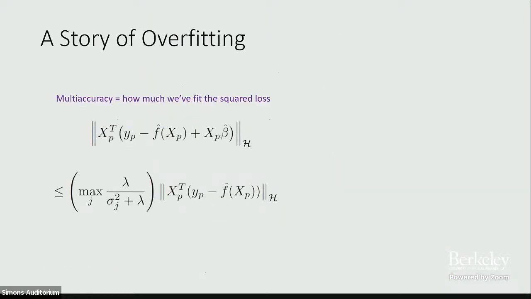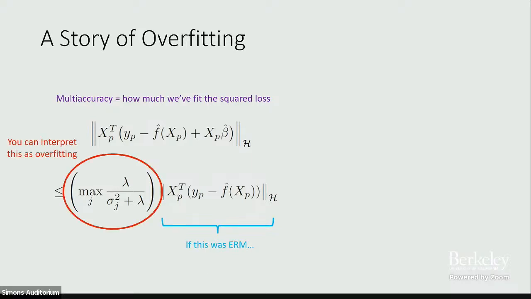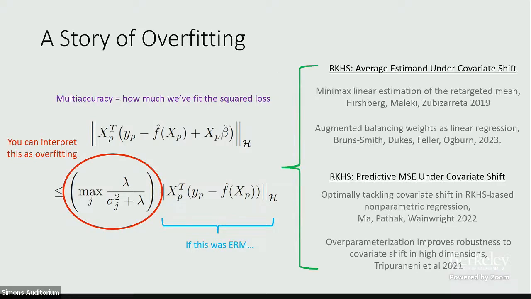So multi-accuracy in this Hilbert space setting is about how aggressively we fit the squared loss, and we have this story of overfitting, especially if you fit this with ERM. And when you do boosting, you're always going to get something that's fit at least as aggressively. And it turns out that this is the right thing to do for Hilbert space regression. There's a barrage of results that show if you do RKHS kernel ridge regression and then want to apply it under covariate shift, it's optimal to choose a lambda that's smaller than the one you would choose from cross-validation.